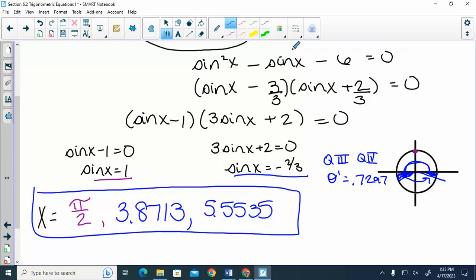Again, if I hadn't specified that it was only between 0 and 2 pi, if I had said give me all possible solutions, you would have to put a plus 2 pi k on the end of each of those, and then tell me that k was an integer.